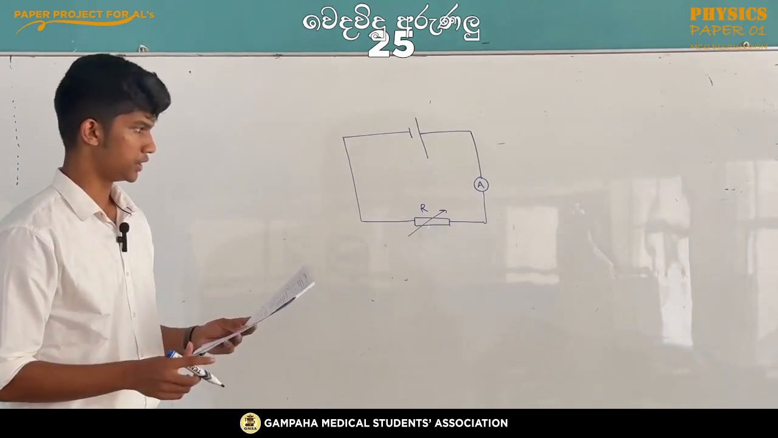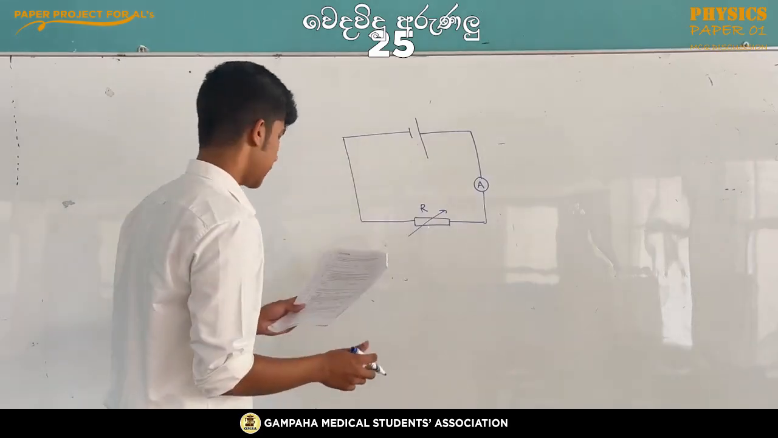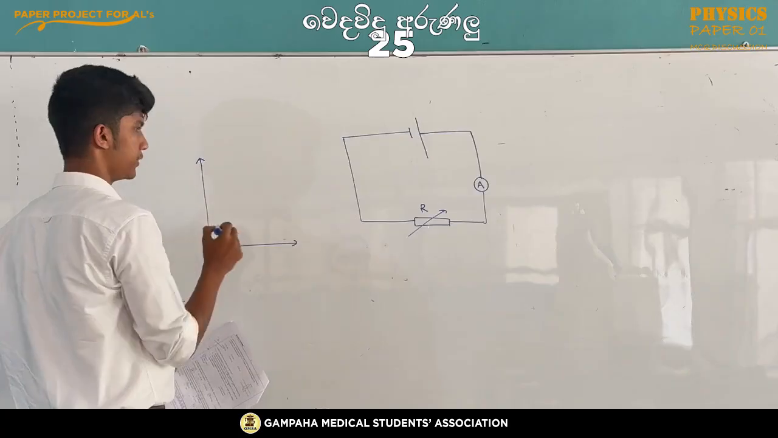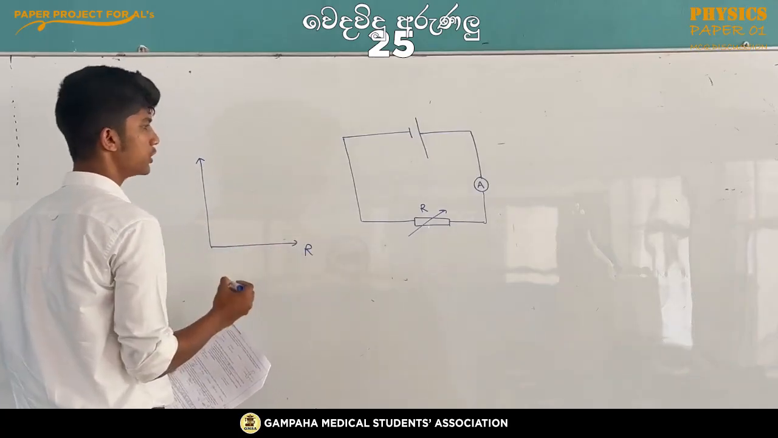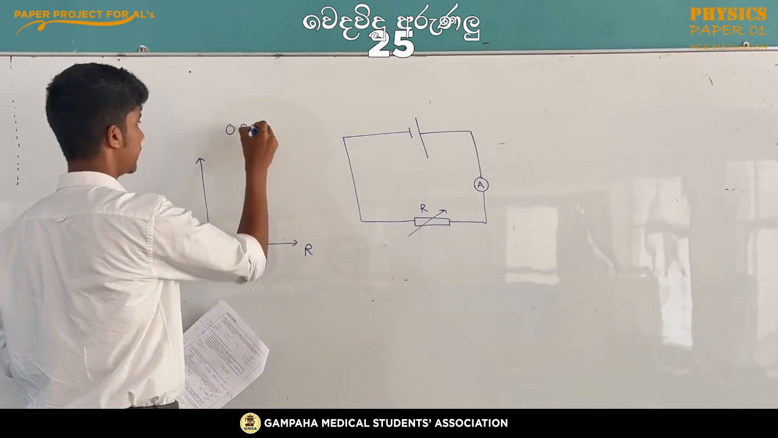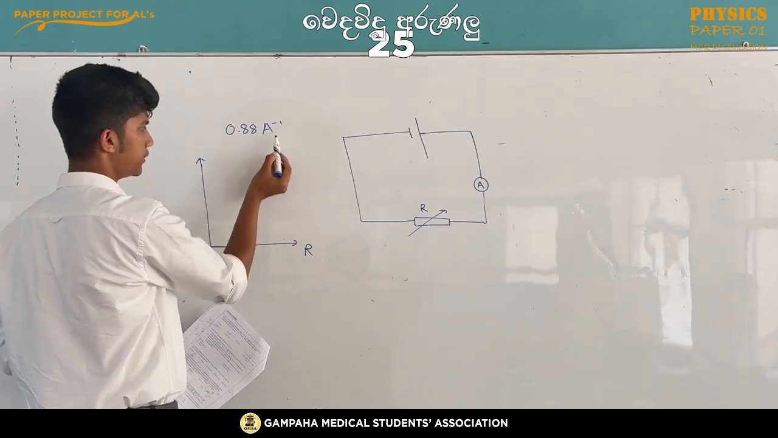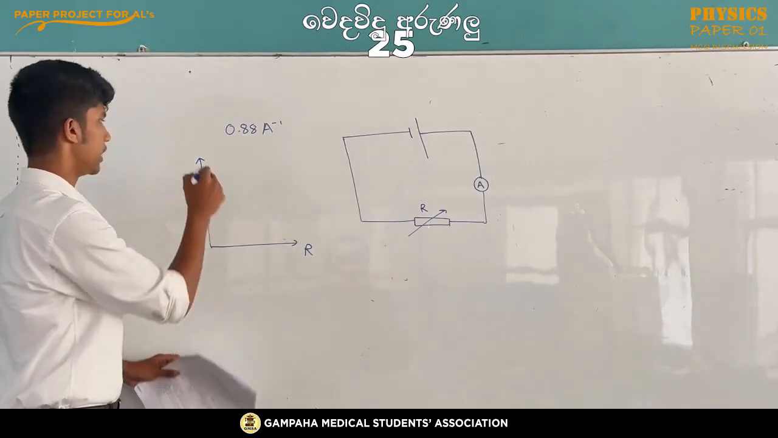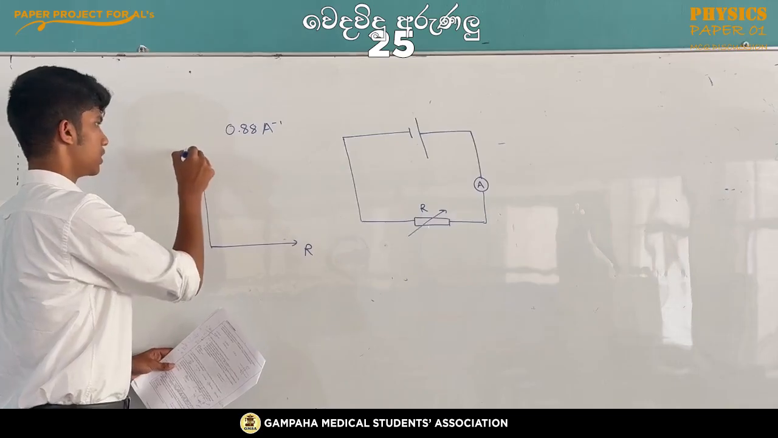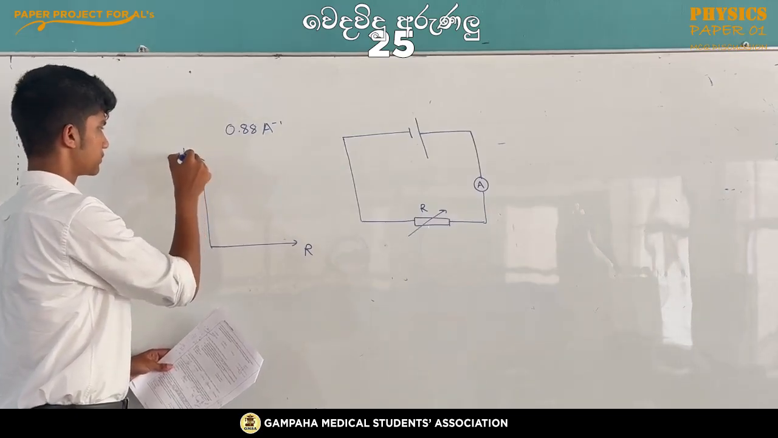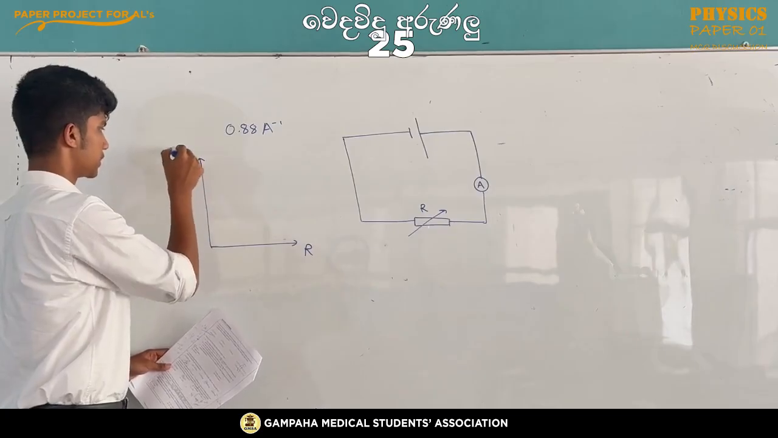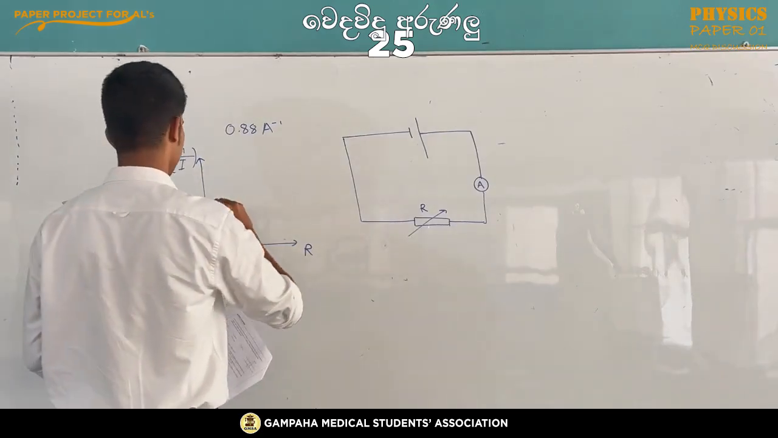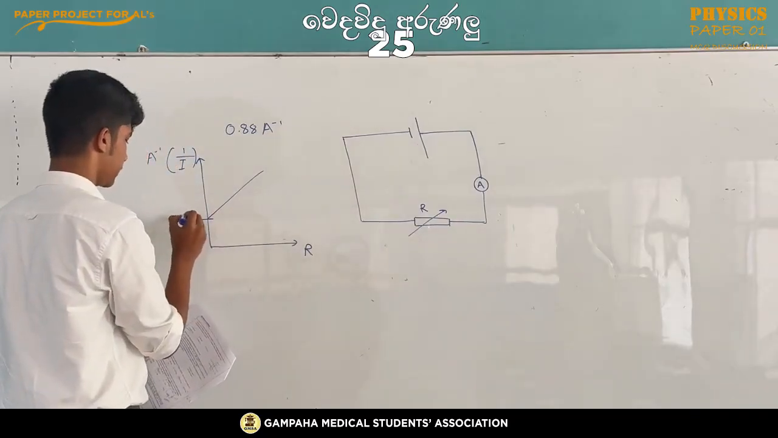So what they have said is they have first drawn a graph by varying R, and the graph is against R. So they have given the y-intercept as 0.88 per amperes. Using this unit, you can see that it is per amperes instead of amperes. So you can deduce that the y-axis is actually 1 over I, and therefore the unit will be per amperes. So once you draw the graph, the y-intercept is 0.88.